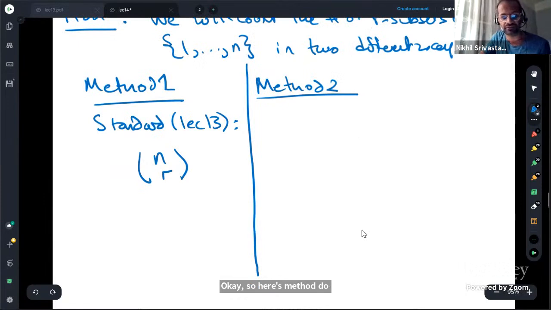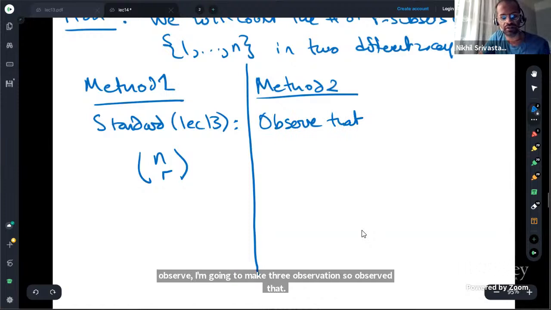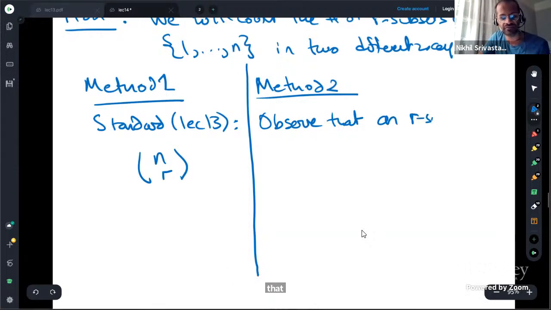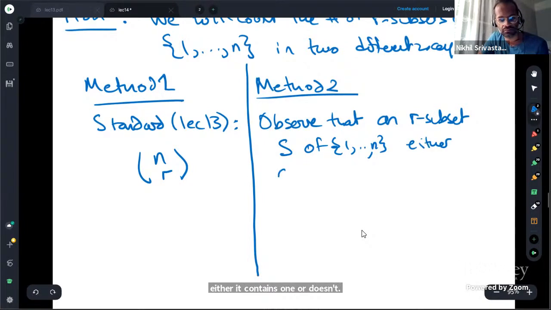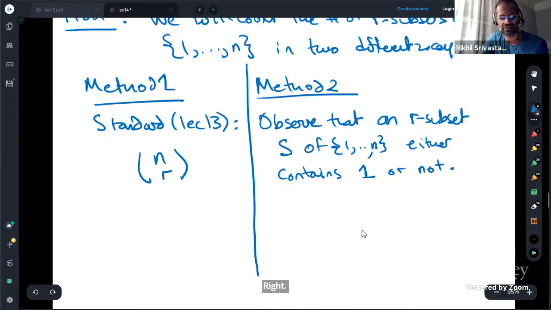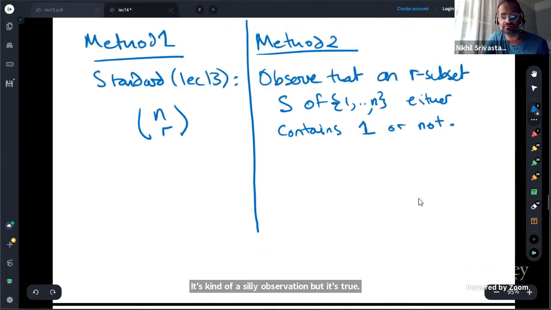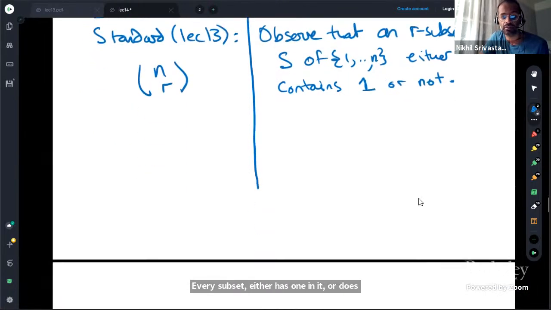So observe, I'm going to make 3 observations. Observe that an R subset S of the set either contains 1 or it doesn't, right? It's kind of a silly observation, but it's true. Every subset either has 1 in it or it doesn't.